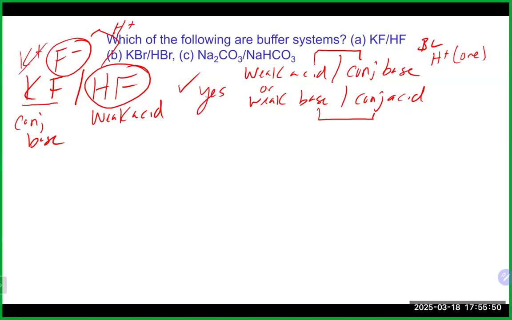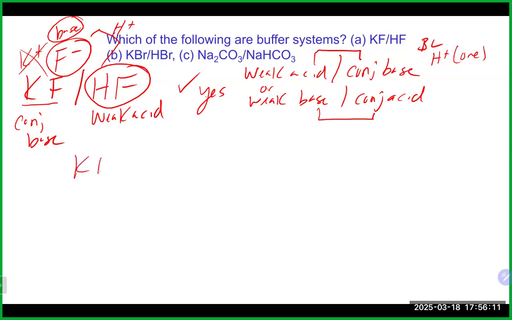Again, here the potassium is not doing much. It is what makes it the salt of its conjugate base. The true buffering power here is coming from the HF and the F minus, the HF being the weak acid and the F minus being the base part of the buffer in this particular case. Any questions on that one there?